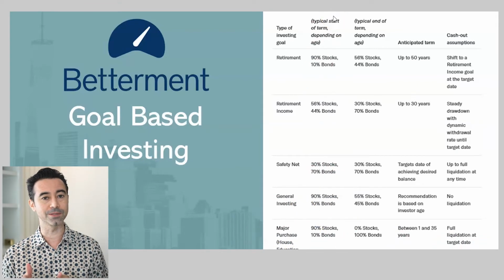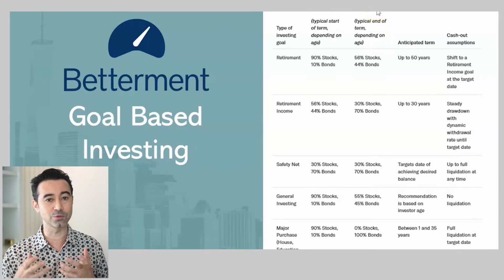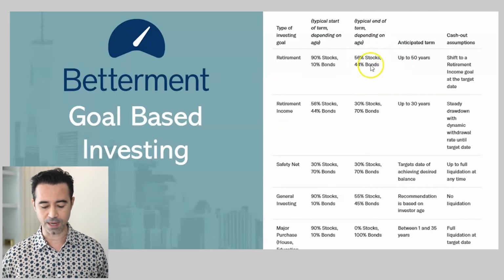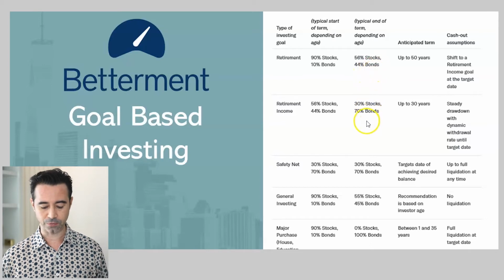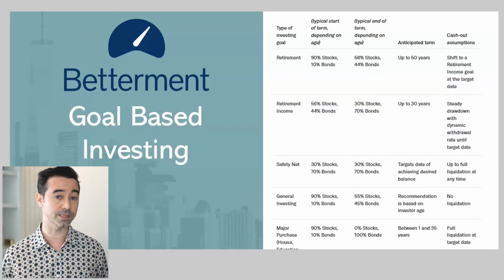But look at what happens if you're the most conservative. Betterment is going to change the way they invest your money. For retirement, it would be 56% stocks, 44% bonds. For retirement income, 30% stocks, 70% bonds, and you can see all the way down to major purchases for a home and things like that would be 100% bonds.